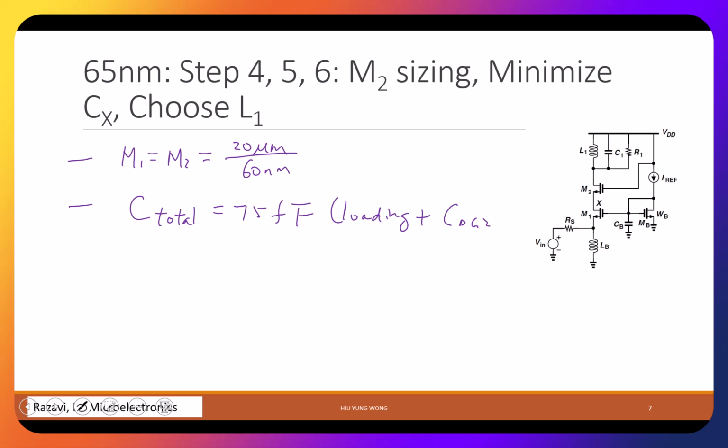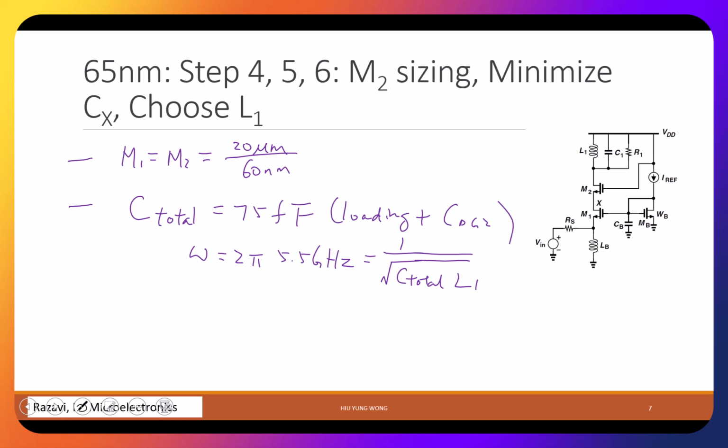CGD2, right? And that is where I said that if you make your width too large, then your cap is going to be too large. And again, your goal is to get into resonance. So omega, which is 2 pi times 5.5 gigahertz, equals 1 over square root of C total times L1.